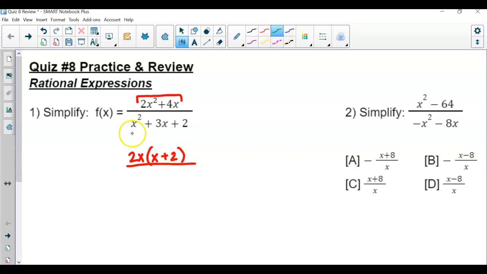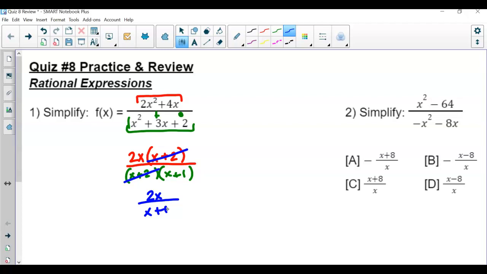Then in the denominator, here I have my trinomial, right? Like an ABC. So I'm now going to go right into parentheses because A is 1. Which numbers multiply to get 2 and add to get 3? 2 and 1. Now with the simplifying, I see that I can cross out x plus 2. So I am left with the simplified form 2x over x plus 1.